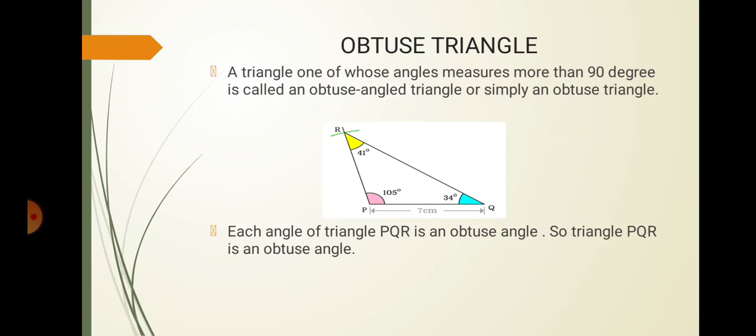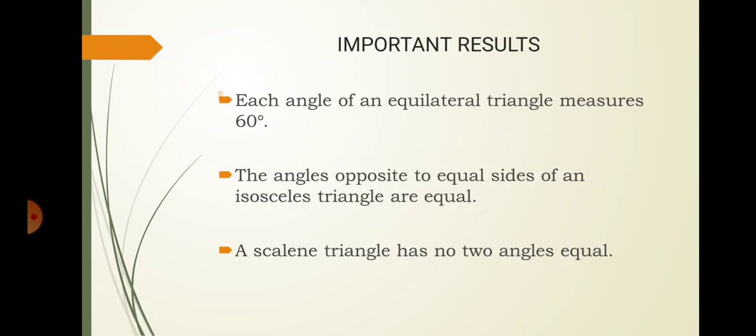As you see in this example, angle P is 105 degree, angle Q is 34 and angle R is 41 degree. Since one angle is more than 90 degree, this triangle is called an obtuse triangle. Next, these are the few important points we should remember. Each angle of an equilateral triangle measures 60 degree. What is an equilateral triangle? All the sides will be equal. The angles opposite to equal sides of an isosceles triangle are equal. And the last point, a scalene triangle has no two angles equal.